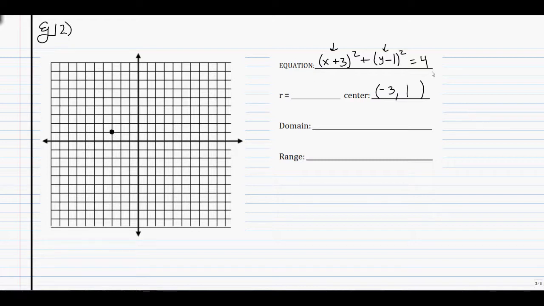Now second, our radius should be pretty easy to do. Notice 4, the number on the right side, is a perfect square. So when we find its radius, that would be the square root of 4, which equals 2. So all the points on the circle will be 2 units away. One point will be right up here. One point will be right down here. One point will be right over here. And one point will be right over here. We've got our circle ready.